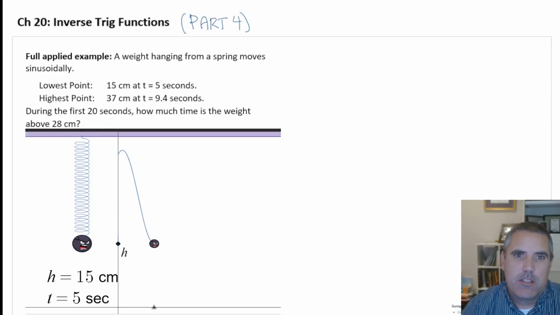Hey there, PreCalculus fans. Going to finish this little series on inverse trig with an applied problem that's similar to, I think it's directly from one of my old final exams, that puts everything together. So this is a big problem, but I hope I can help you identify where the pieces of understanding are.